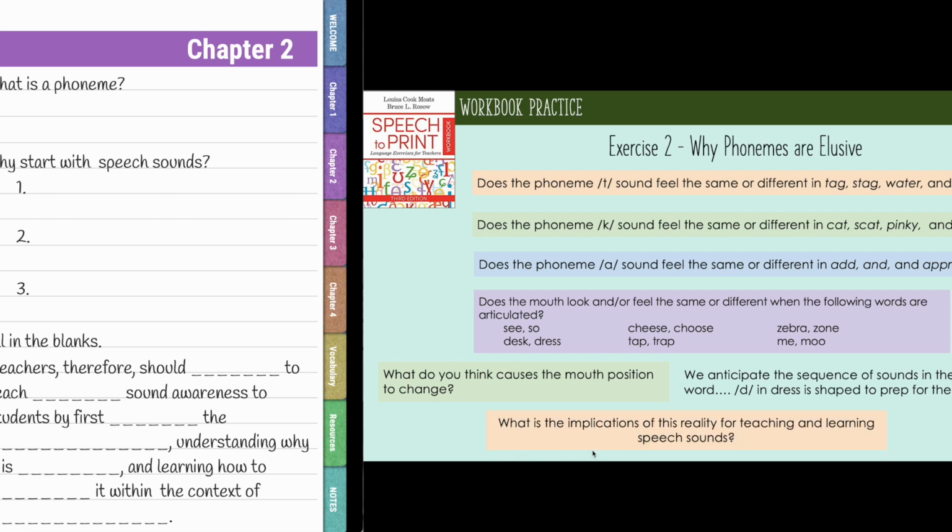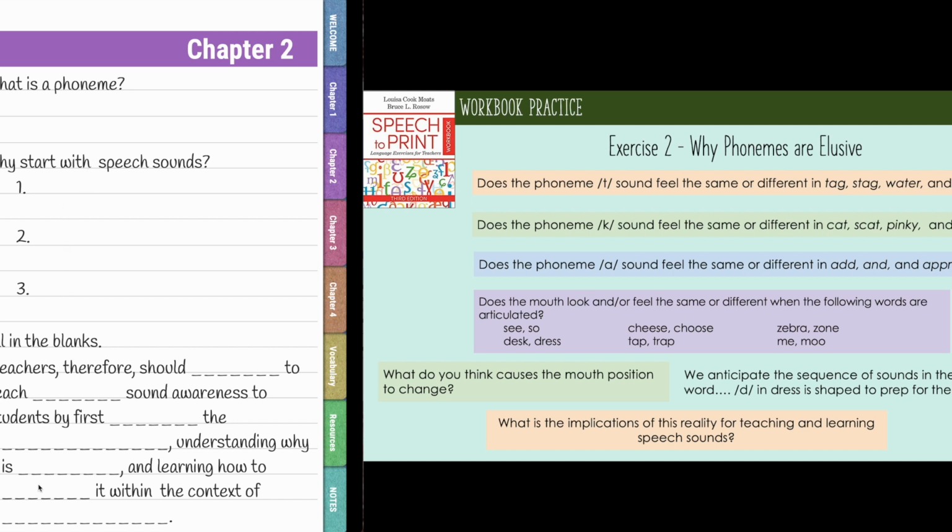So the implications of this is students will find certain sounds difficult. We will expect that there will be some combinations that will be confusing and that will be tricky. If we can focus them on the feel and the shape of their mouth, as well as where these sounds lie in relationship to each other, that will make it a lot easier for these students to not struggle with some of those tricky elusive phonemes. So let's move on to our questions in our study guide. Knowing all this, why do we start with speech sounds?